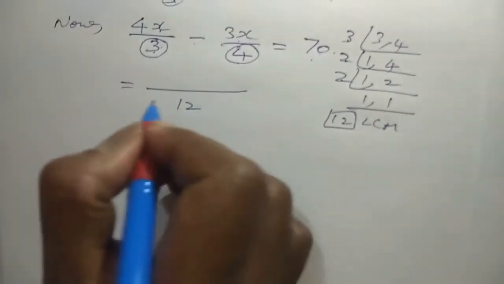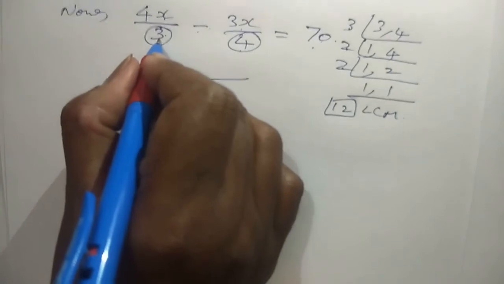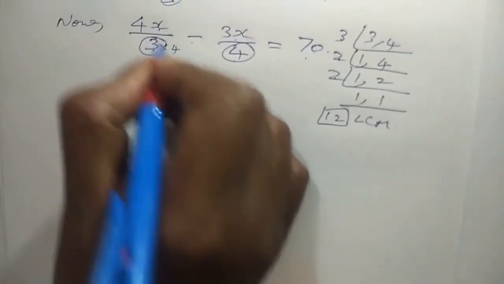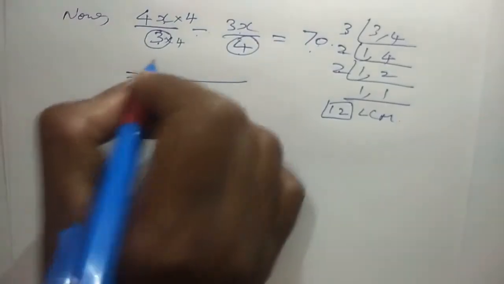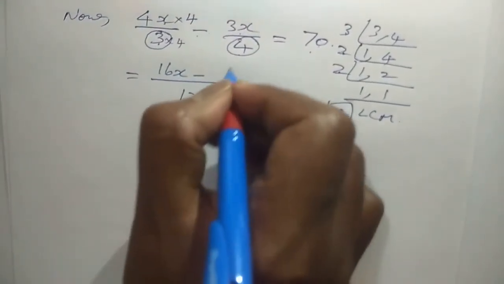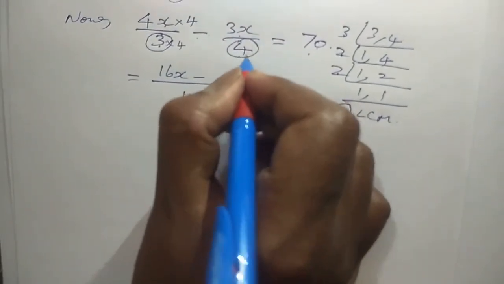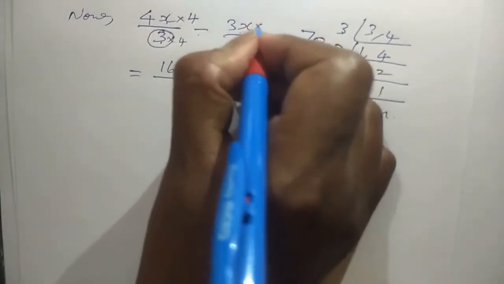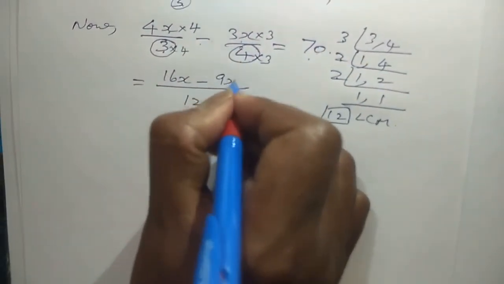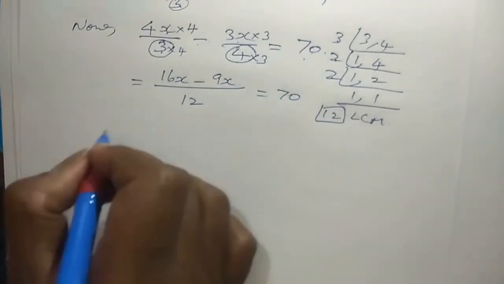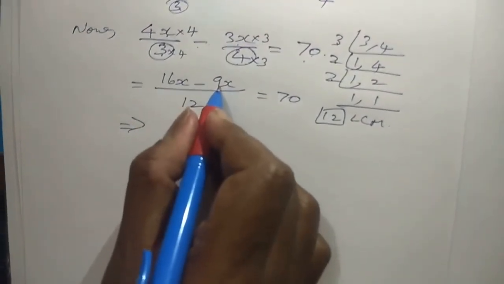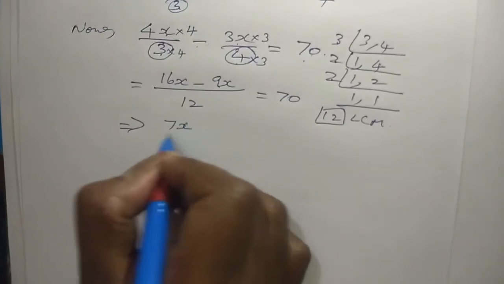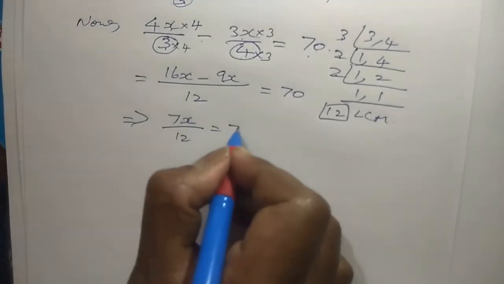So here I can write this as 12. So 3 4s are 12, so you have to multiply into the numerator also by 4. So it is 16x minus, here we have to multiply with 3. So here we multiply by 3, so it is 9x is equal to 70. So what we have here is 16x minus 9x. 16x minus 9x is equal to 7x by 12 is equal to 70.